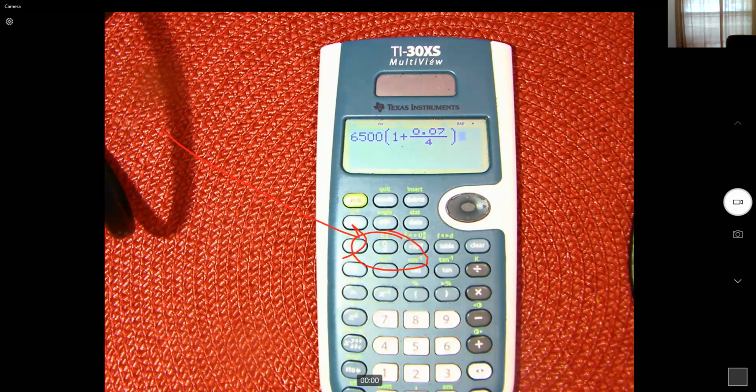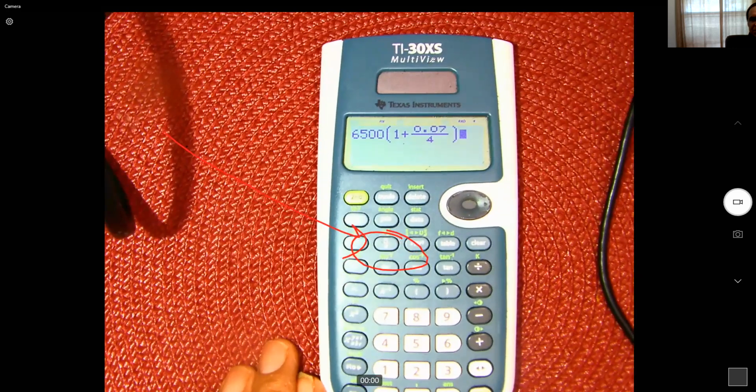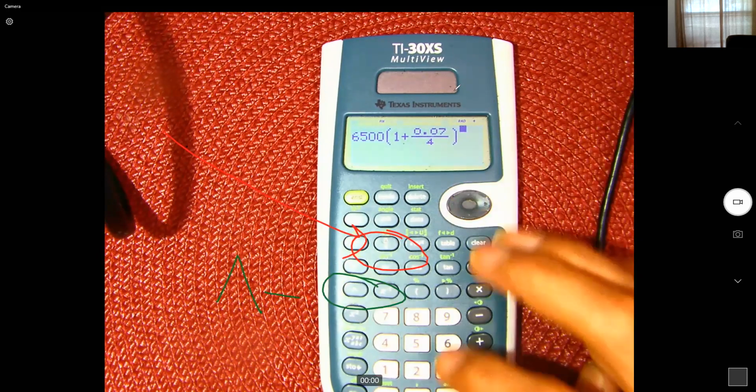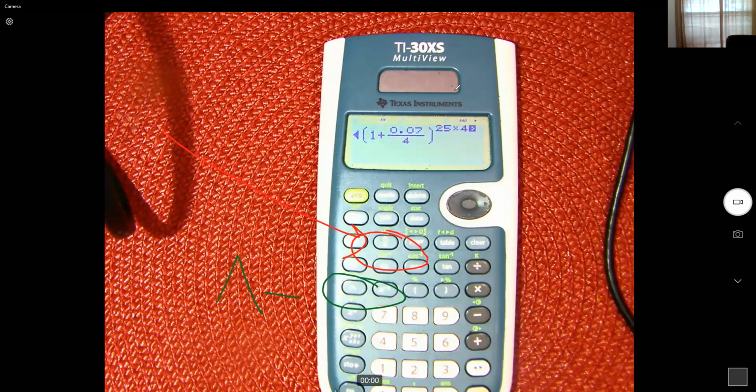You need to find the exponent key, which is kind of glary. I'm having a hard time seeing it, but I'll tell you that the exponent key is this key. It's a caret. So you need to press the caret key, and then you need to type in 25 times 4, or you could just type in 100. You have to put it in a situation to where your exponent is grouped.